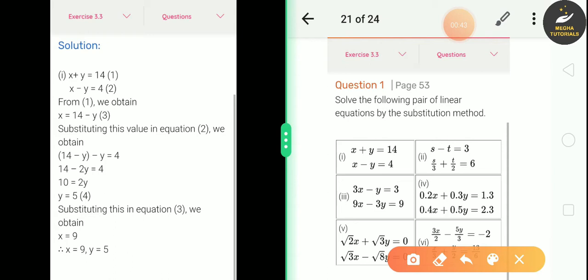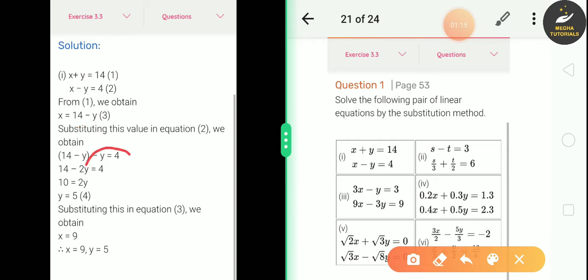From equation 1, using transposition, we can get x is equal to 14 minus y. Consider this as equation 3. Substitute this value in equation 2. So we can write 14 minus y is equal to 4. Instead of x, we write 14 minus y. Then open the bracket, so you will get 14 minus 2y is equal to 4.